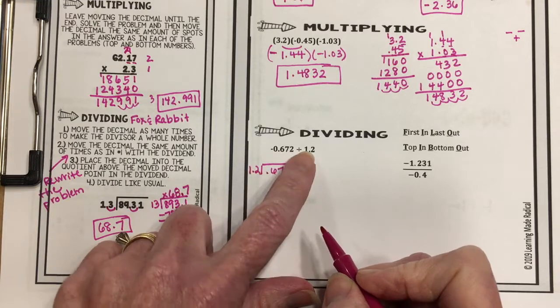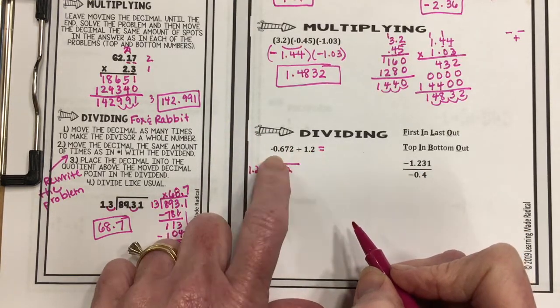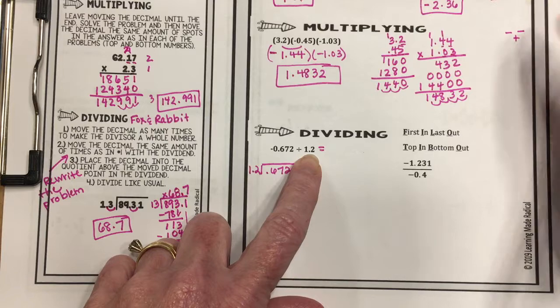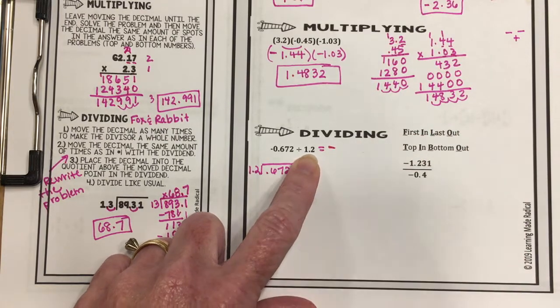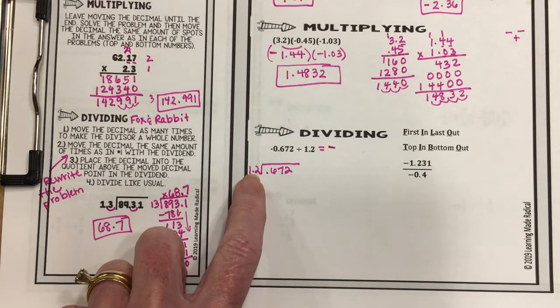Now, I'm not going to worry about the negative till the end, but I can go ahead and figure out if my answer is negative or positive. These have different signs, a negative and a positive, so my answer is going to be negative. In fact, I'm going to write that down so I don't forget it. But then I'm going to divide like normal.